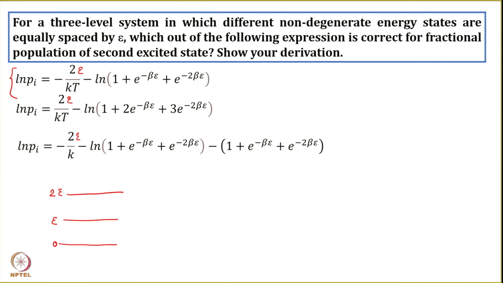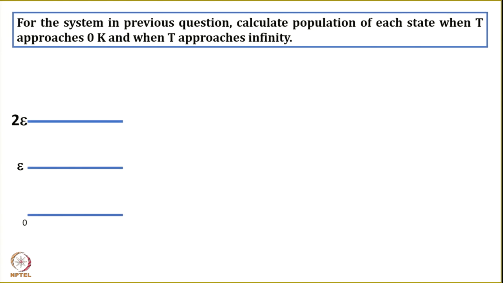Now, based upon the same question, for the system in the previous question, those three energy states 0, E, 2E, equally spaced, calculate the population of each state when T approaches 0 Kelvin and when T approaches infinity. So that means now we need to write expressions for populations.